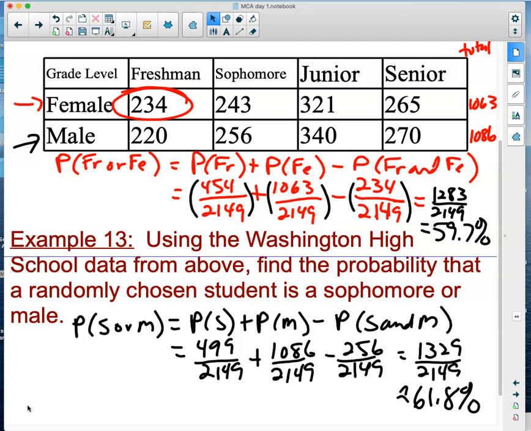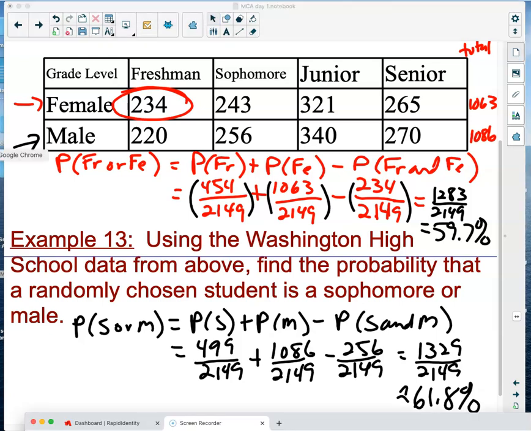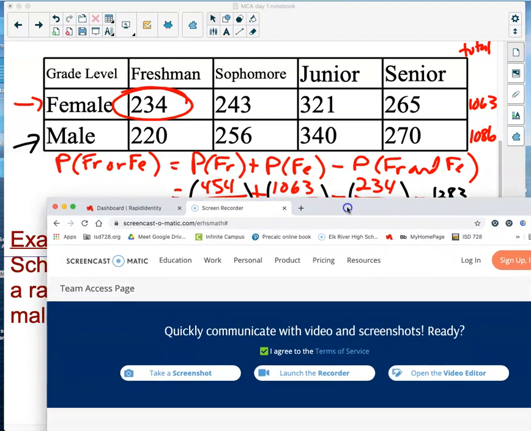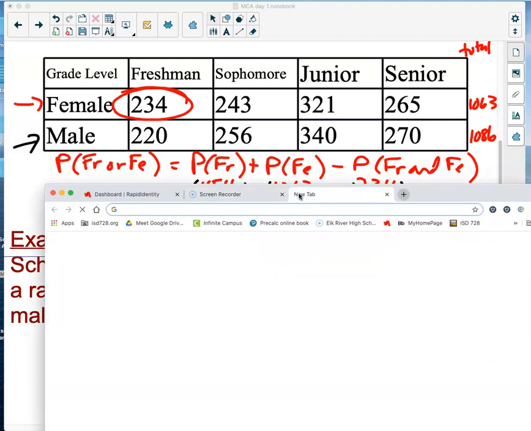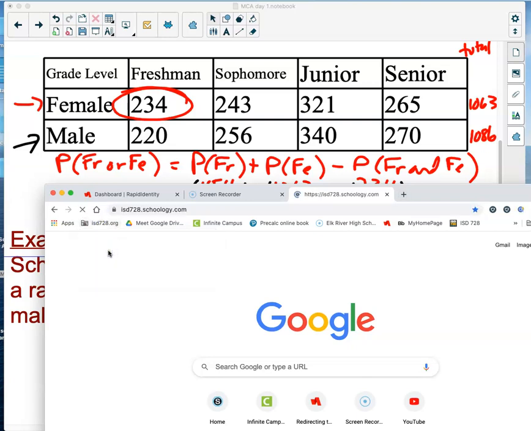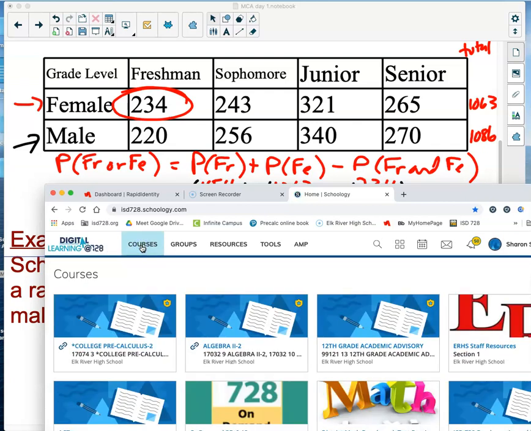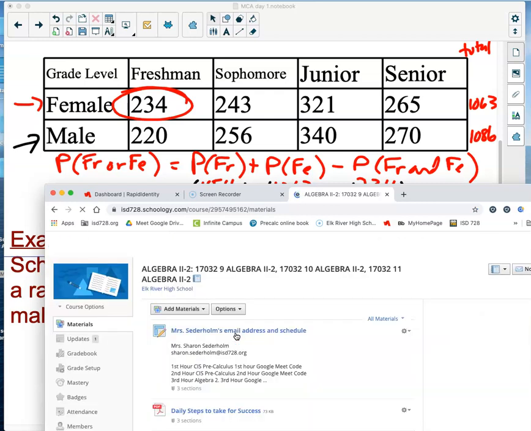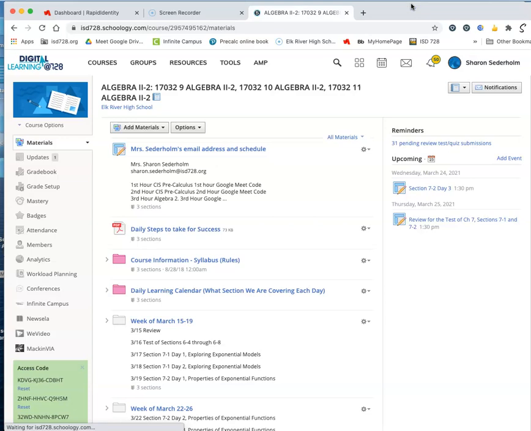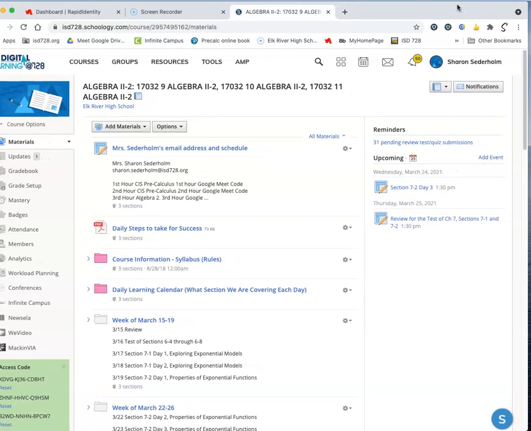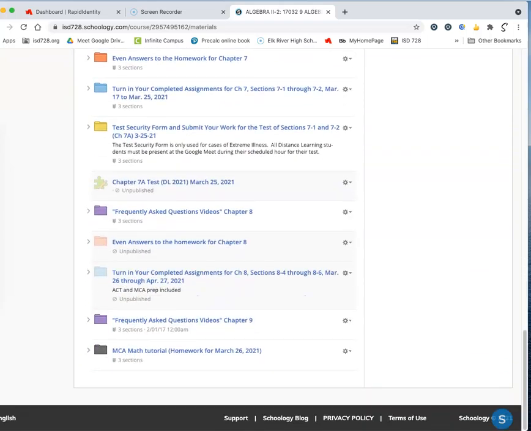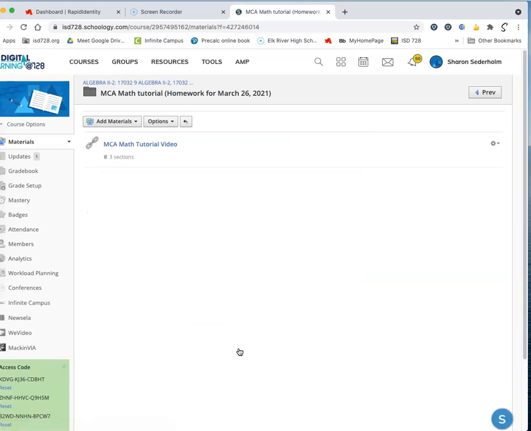So this is the first day of the MCA practice, and you could see it's pretty high on probability and statistics. And what you're going to do for homework is go into Schoology. And scroll down. Where it says the black folder at the bottom, MCA Math Tutorial. This is your homework for March 26, 2021. And there is a video here made by Mrs. Gosha.